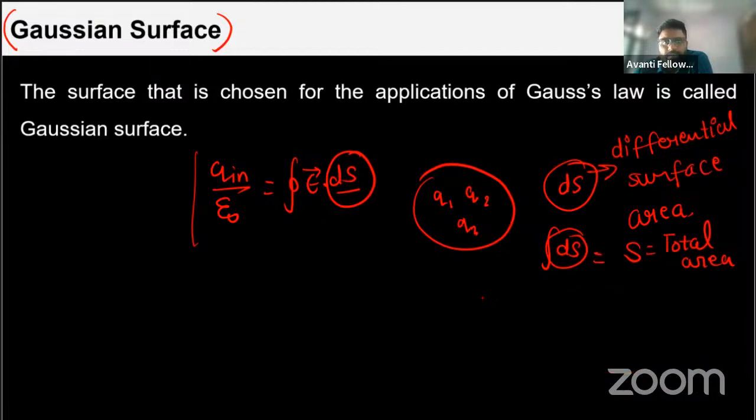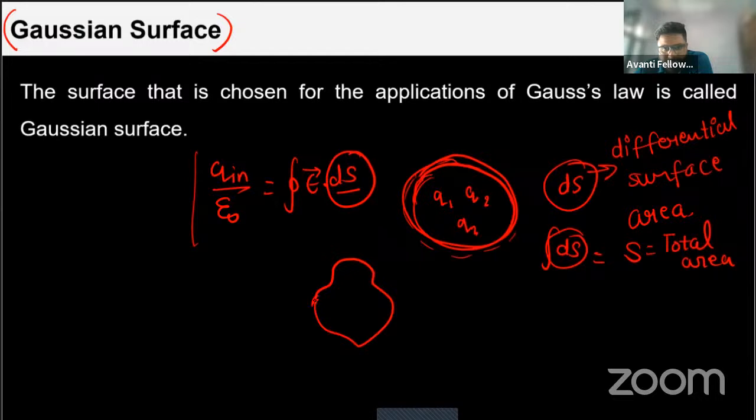So to apply the Gauss law, we must know the surface area of it. The surface over which we are applying the Gauss law, what is the surface area of that surface? Sometimes you know, sometimes you don't know. Suppose the surface is like this. Can you get the value? Can you calculate the surface area of this particular shape? No, it's not possible.